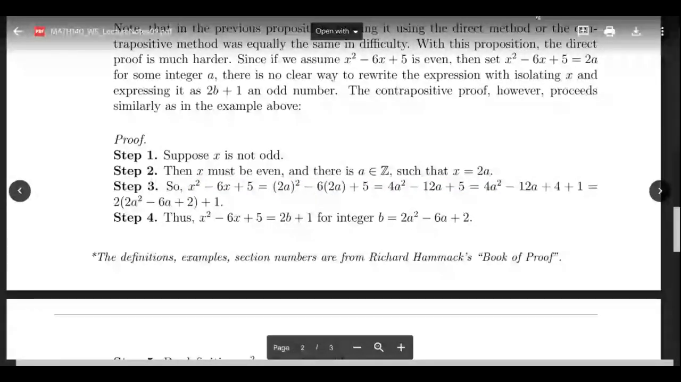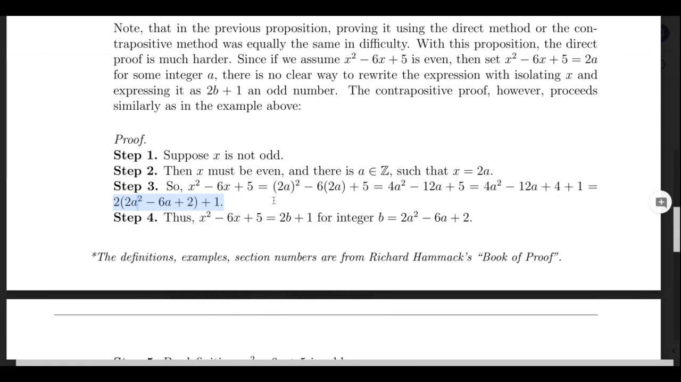So going through this, we can write it in 2b plus 1 form again. In the end, we can write it as 2 times some b, where b is 2a squared minus 6a plus 2. As long as we can write a number as 2 multiplied by an integer plus 1, that proves that number is odd. So we show this is 2b plus 1 form with b an integer, because a is an integer, so this has to be an integer. So this is using the contrapositive.